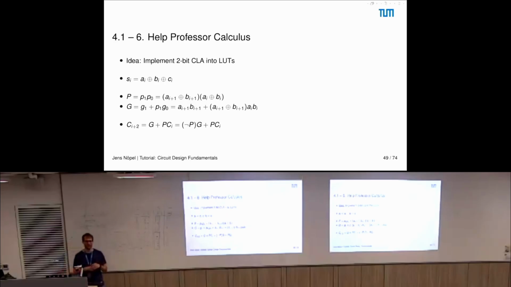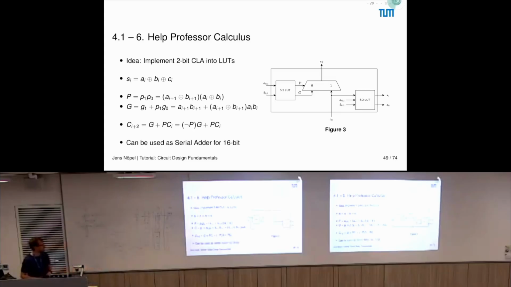Remember, we want to use a mux, right? A mux has a select signal, which selects between inputs. And now the nice thing is the following. We can use P to select between G or CI, because if P is 1, then we output CI. If P is 0, then we output G. So this is how you can use a mux to come to that solution.